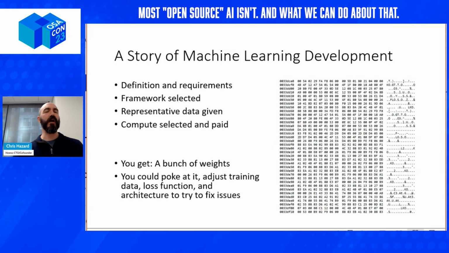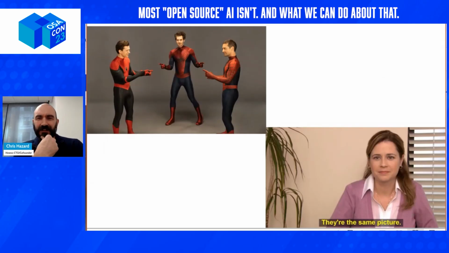Let me talk you through a rhyming story. So you've got some definition requirements, you selected a framework, you've got some representative data, maybe quite a lot of the representative data, and you select a compute vendor and you use a lot of cloud compute, maybe you buy a GPU, train your model, and you get a bunch of weights. You get a binary blob. Now, it might have some vulnerabilities. It might make some incorrect inferences. Sometimes you don't know what's really going on. It's hard to fix. You can throw more data at it. And the lesson here is, is this really that different?